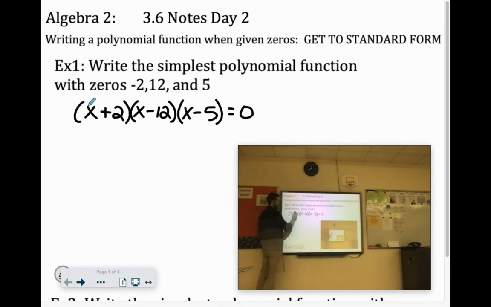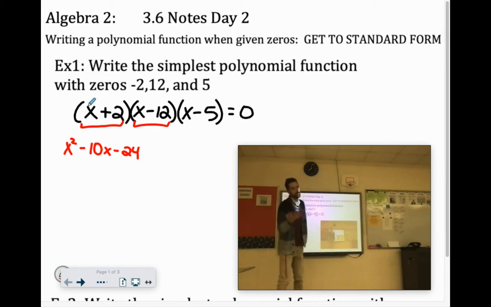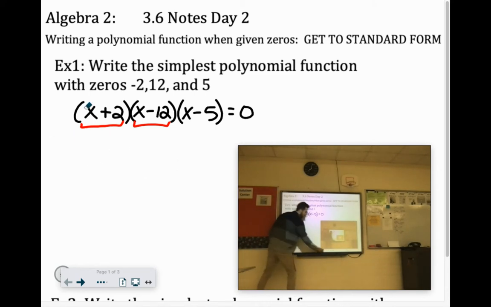Let's just say we FOIL these first two. Now remember, when you're factoring and you end up with something like x plus 2 and x minus 12, the first term was always x squared. The middle term would be when you add them together, which would be -10x. And then the last term would be when you multiply them. 2 times -12 would be -24. So if you can remember that, you'll save a step. But if you can't remember that, that's fine. Just FOIL it and you'll get it. And it's not saving much time anyway.